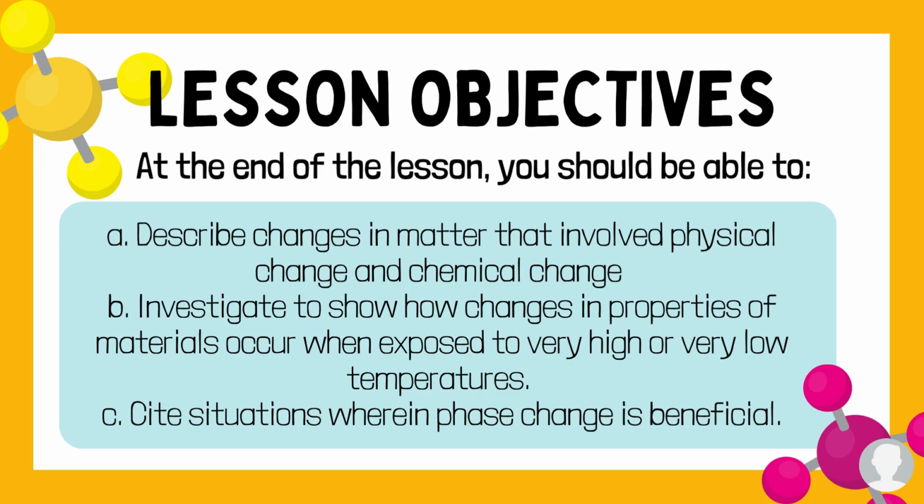Lesson objectives. At the end of the lesson, you should be able to describe changes in matter that involves physical change and chemical change. Investigate to show how changes in properties of materials occur when one is exposed to very high or very low temperatures. And number 3, cite situations where phase change is beneficial.